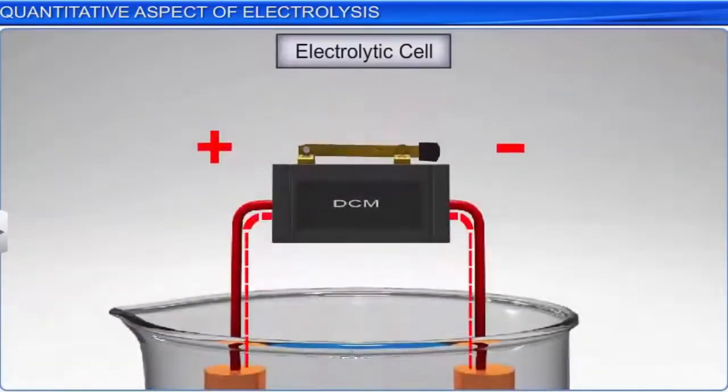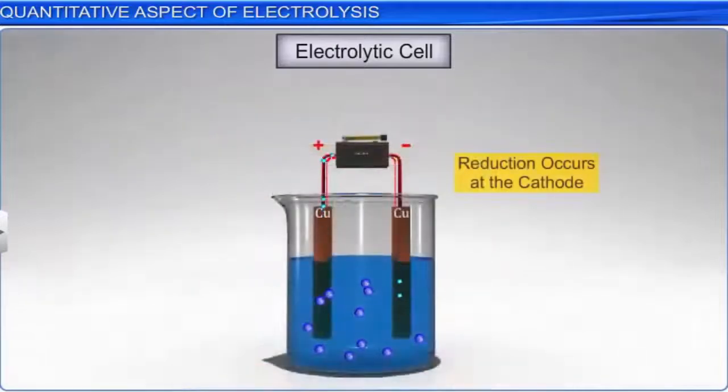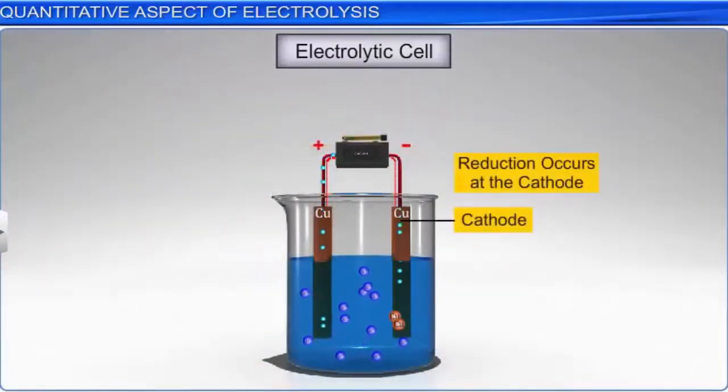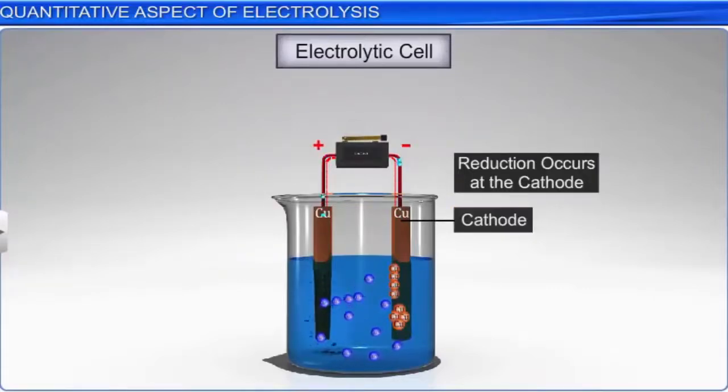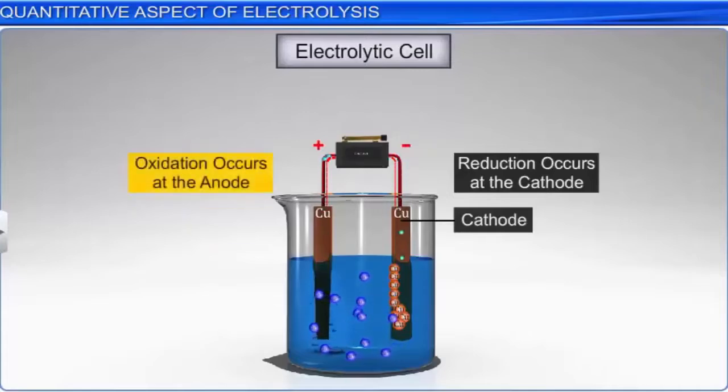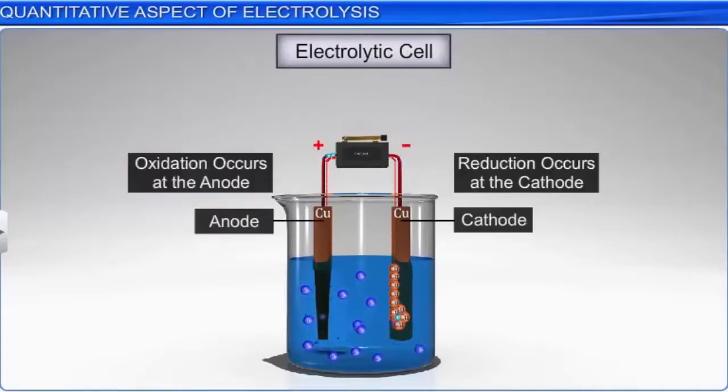When the power supply is turned on, reduction occurs at the cathode, which is the electrode connected to the negative lead of the power supply. Oxidation occurs at the anode, which is connected to the positive lead of the power supply.